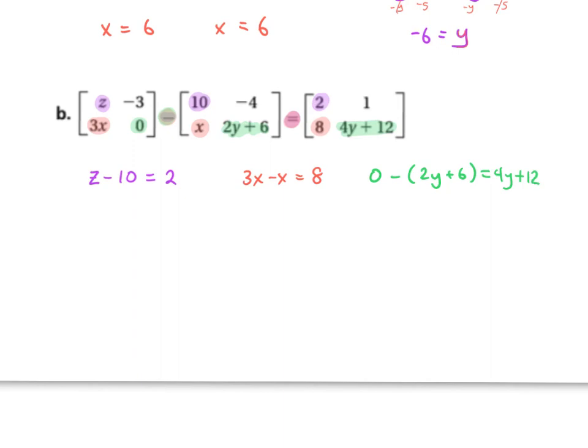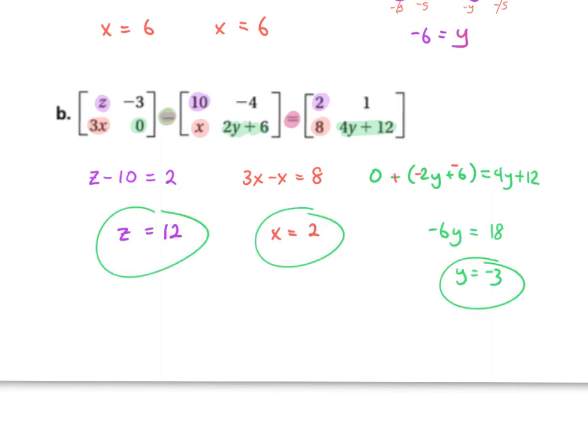Now solve these individually. And this is what you get. z is 12, x is 2, and y is -3.